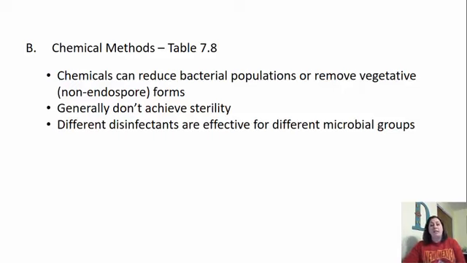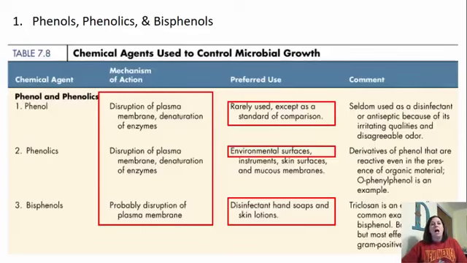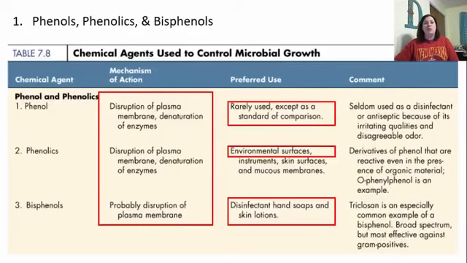There are different disinfectants that are effective for different microbial groups. Some things like bleach will work better for some microorganisms, but not others. The first group of chemical agents we want to look at are the phenols. We have the phenols, the phenolics, and the bisphenols. All of these disrupt the plasma membrane. They also help with denaturation of enzymes.